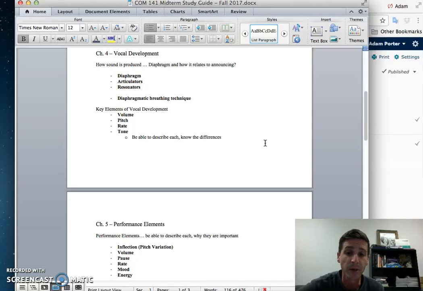Versus the wrong way of breathing, thoracic breathing, which is where you're pulling your stomach in when you're inhaling and pushing it out on exhale. This allows only about 40% of lung capacity. So we want to use diaphragmatic breathing technique.